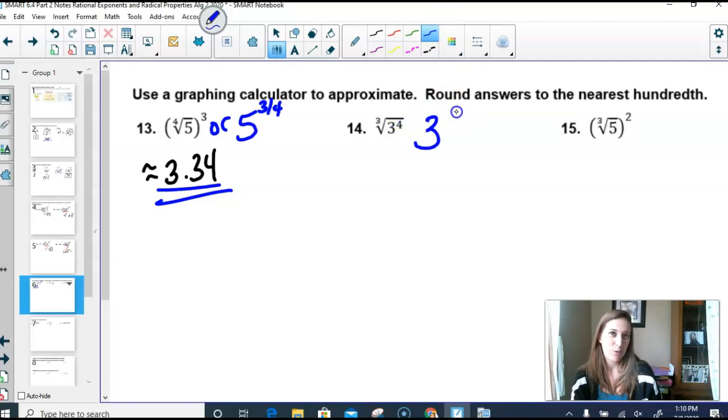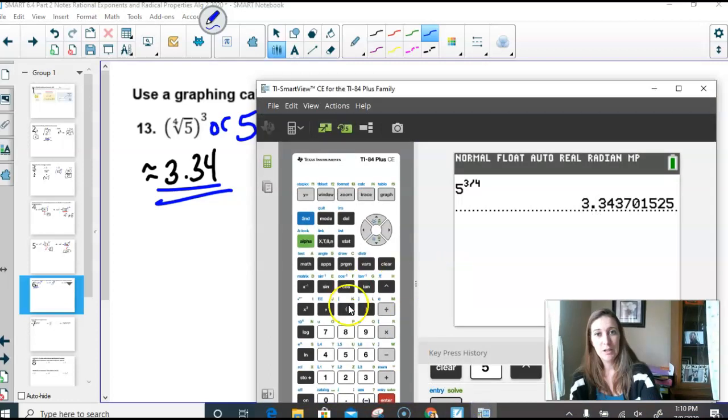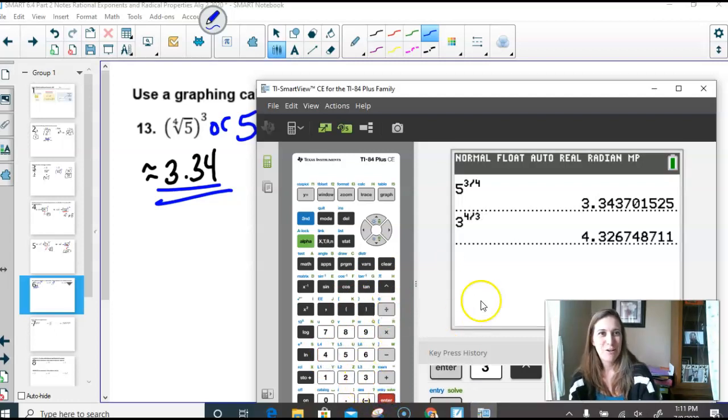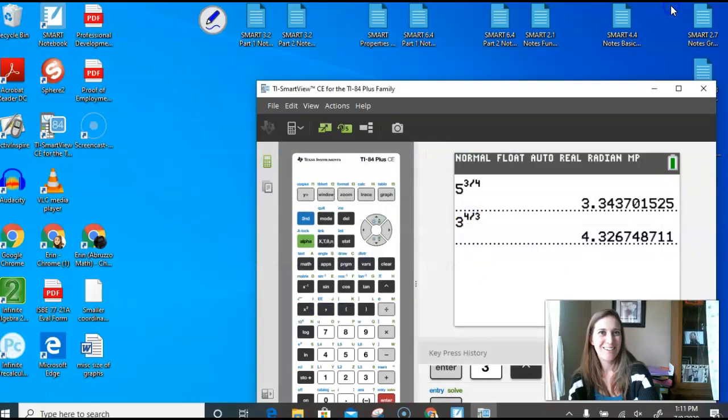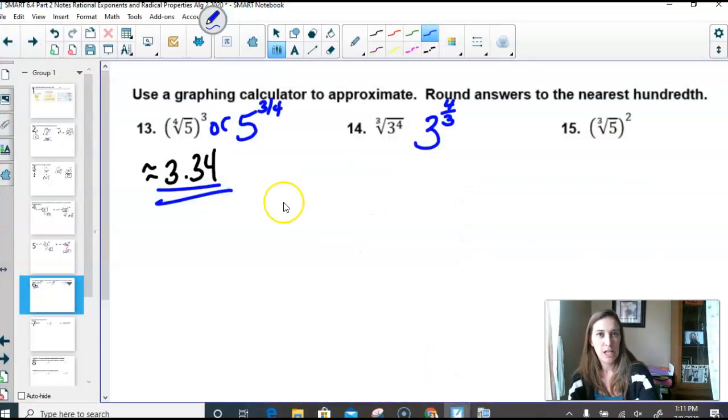All right, so this is 3 to the 4/3 power. I'm just going to type that in. So it should be more than 3 because 4/3 is bigger than 1, so it's bigger than the 1st power. See, that's about as approximation wise as I'm going to get today. 4.33. Oops, wrong thing.